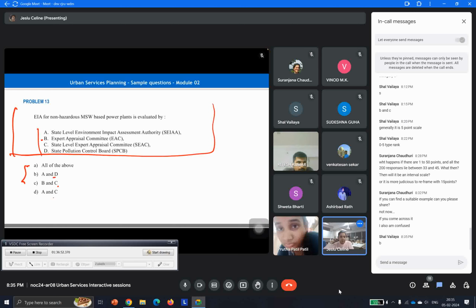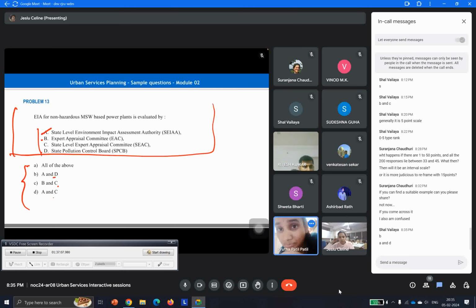Shalvaila says B and A and D are correct, which means A and D are correct: State Pollution Control Board, state level. Okay, anybody with any other difference in opinion or any other answers? Option A and C. Pruta says State Level Expert Appraisal Committee is also important. So is the Expert Appraisal Committee not important then, or is it not there? Somebody says A and D.